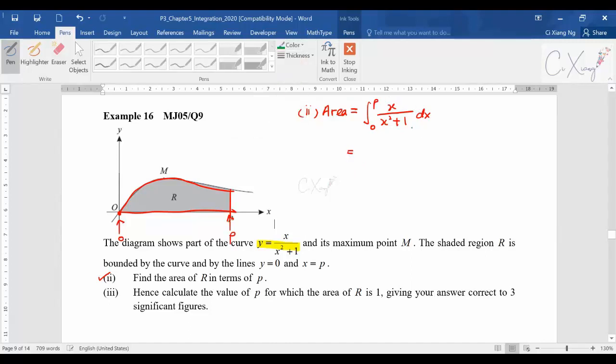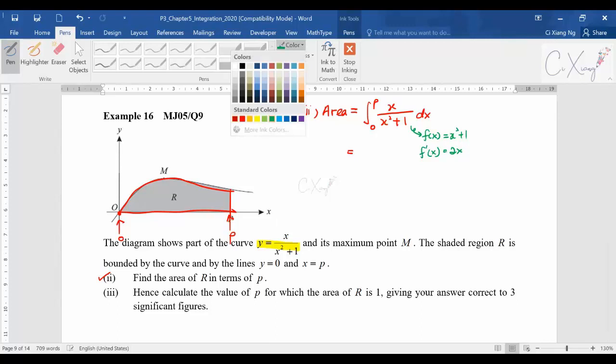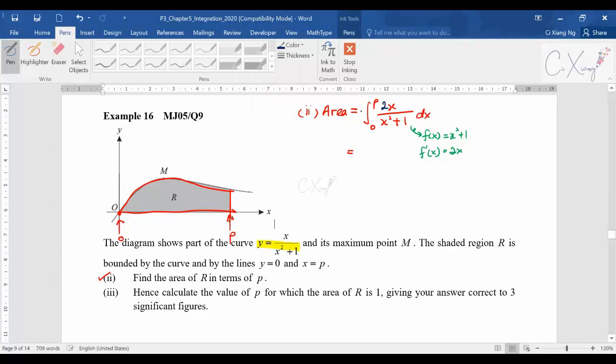Okay, and then since this is a fraction, you can double check. Let's say my f(x) is x squared plus 1, therefore when you differentiate, f prime x, you should have 2x. Alright, so according to this, you should do some adjustment. You need to multiply in a 2 to get the f prime x. Therefore, outside you need to divide it by 2 as well. Alright, so if you continue from here to get the integration, you will get half, you just copy. Integrate the f prime x over f(x) pattern, you will have ln of x squared plus 1, ln f(x). Then you need to substitute in the values for p and also 0.